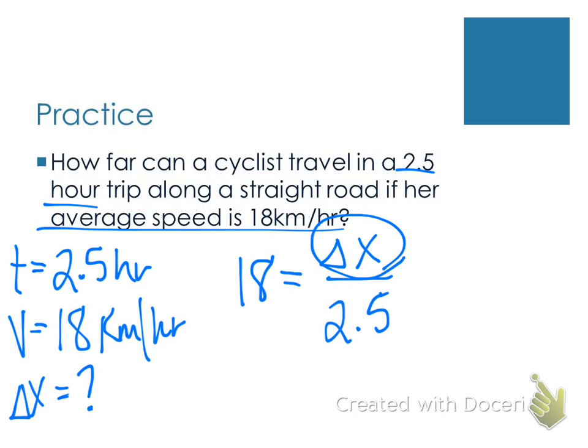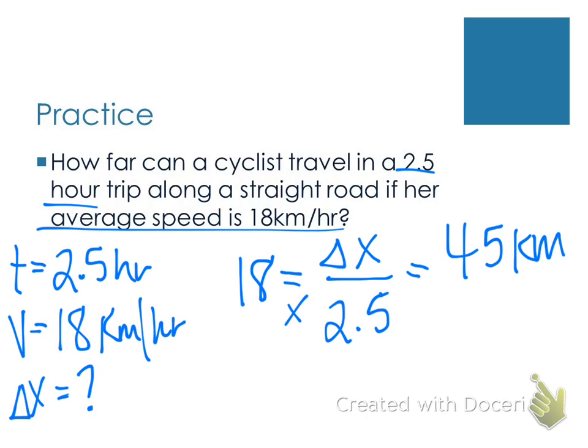When my variable's on the top of that triangle type equation, what do I do? Multiply by 2.5. Okay, and I know this seems simplistic and you could do these types of problems in your head, but we're building a foundation for when our equations get a little bit more complex. What did you get, 45? Okay. 45 kilometers.